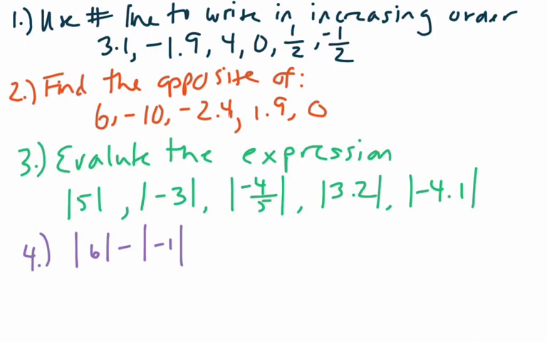It's kind of sneaky, but just be aware of it. For number 2, find the opposite of, and then there's 1, 2, 3, 4, 5 numbers there for you to find the opposite of those numbers. And then number 3, evaluate the expression. So there's 1, 2, 3, 4, 5 expressions there. Remember, evaluate just means find the value of. So find what this expression is equal to. And then number 4 is just a more complex one with some absolute values and asking you to integrate that. So pause the video at this point and then unpause it to check your answers.